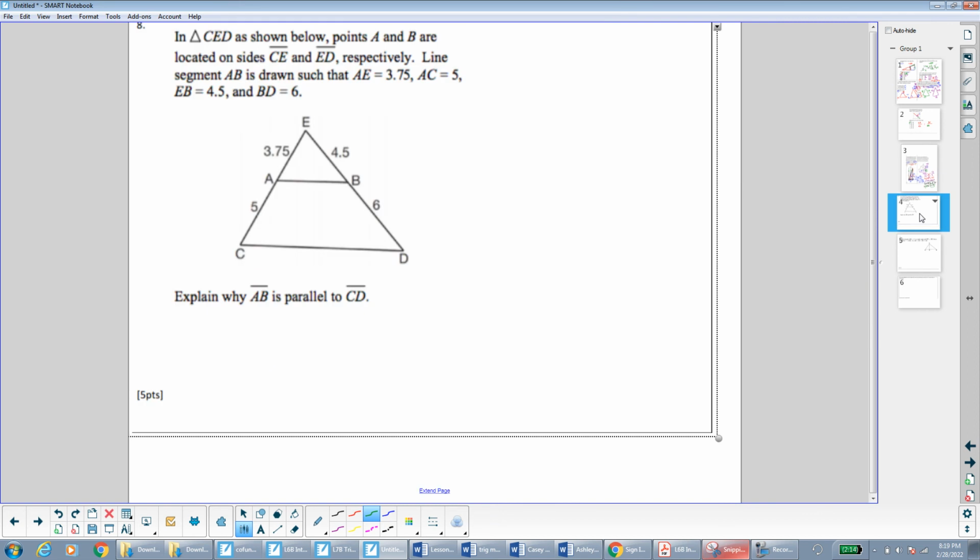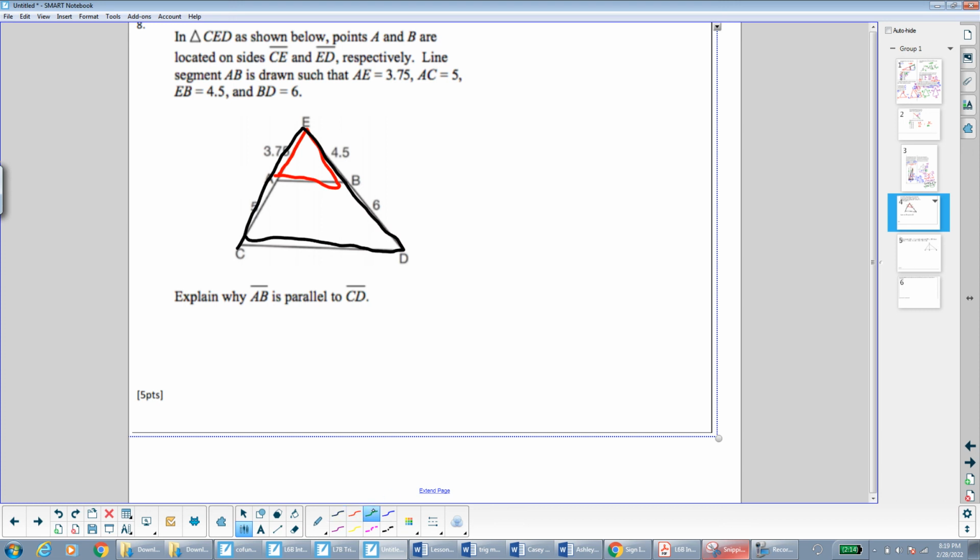In triangle CED, as shown below, points A and B are located on CE and ED respectively. Line segment AB is drawn such that AE is 3.75, AC is 5, EB is 4.5, and BD is 6. Explain why AB is parallel to CD. So I see a small triangle here and a big triangle. So let's make a statement about these two triangles first.